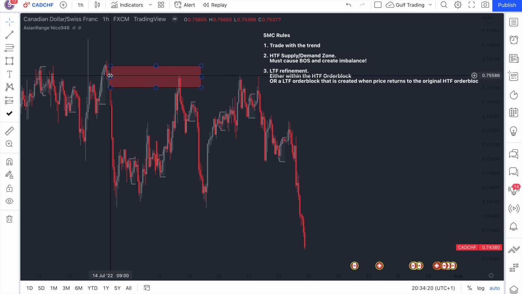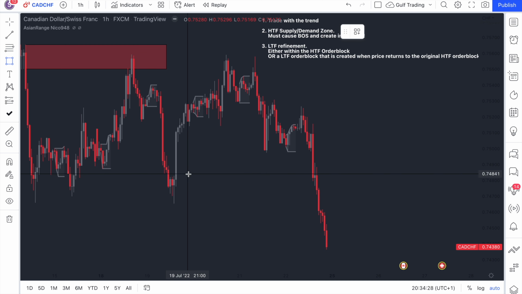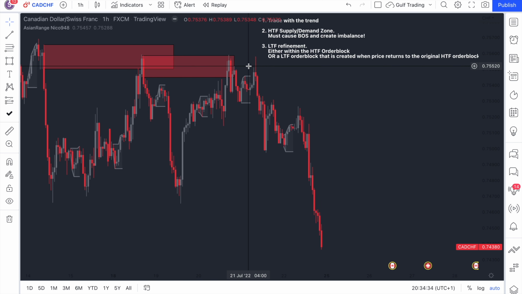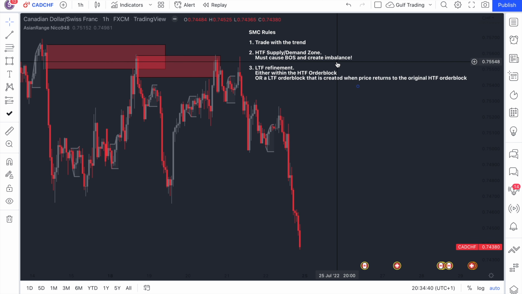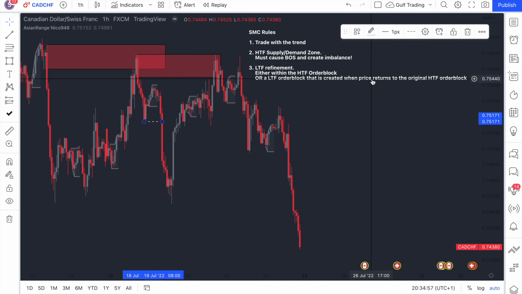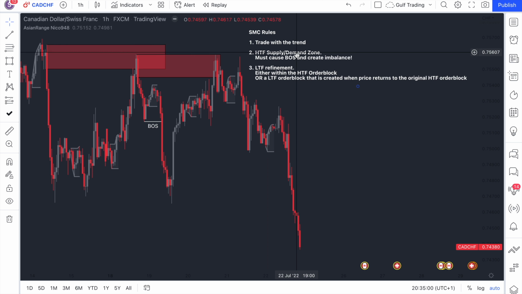So then you can see this supply zone, you could have got an entry here, entry there, stop loss there, targeting these lows. And then what you can also see is this push down, left behind another supply zone. One thing to make sure, the supply zone or demand zone must cause a break of structure and create imbalance. So you can see, I'll be making another video on imbalance in the future, but you can see there's strong momentum, break of structure here. So that follows the second rule.